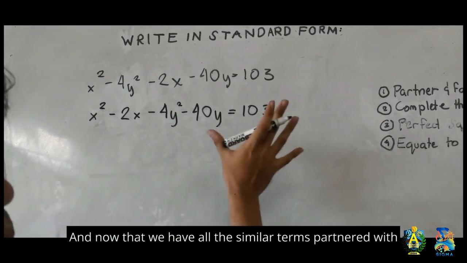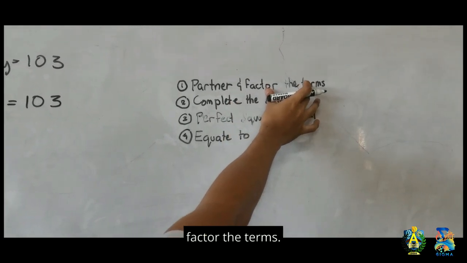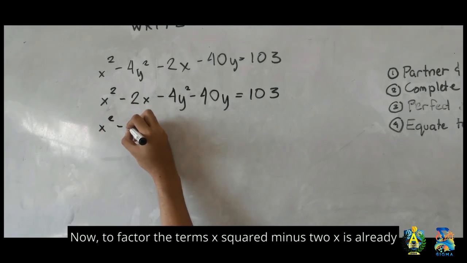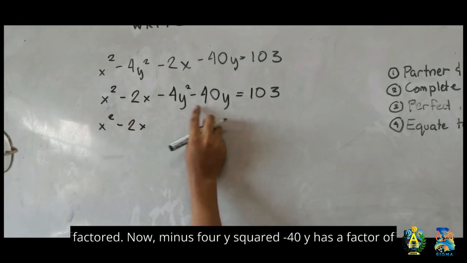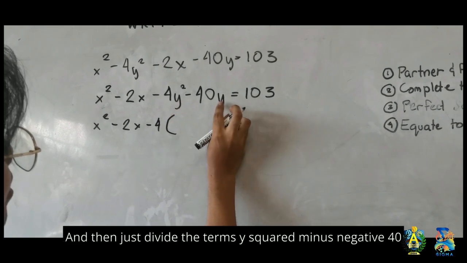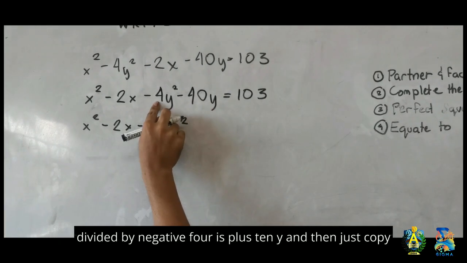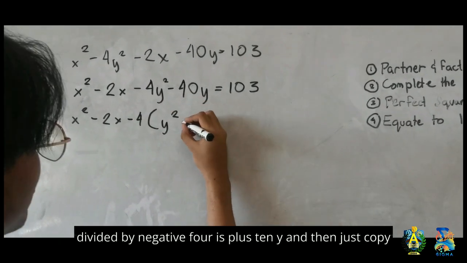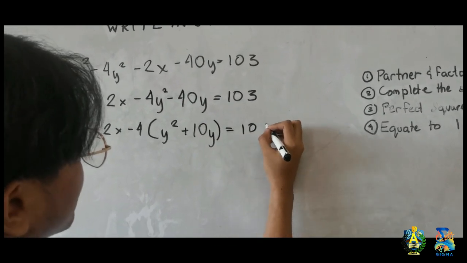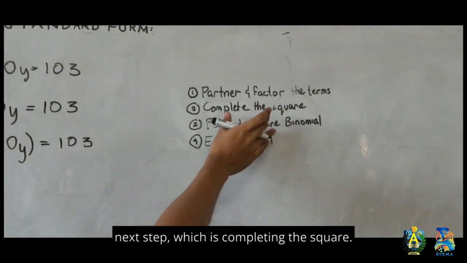Now that we have all the similar terms partnered with each other, before we complete the square, we need to factor the terms. x squared minus 2x is already factored. Now minus 4y squared minus 40y has a factor of negative 4. Then just divide the terms: y squared, minus 40 divided by negative 4 is plus 10y. And then just copy everything else.